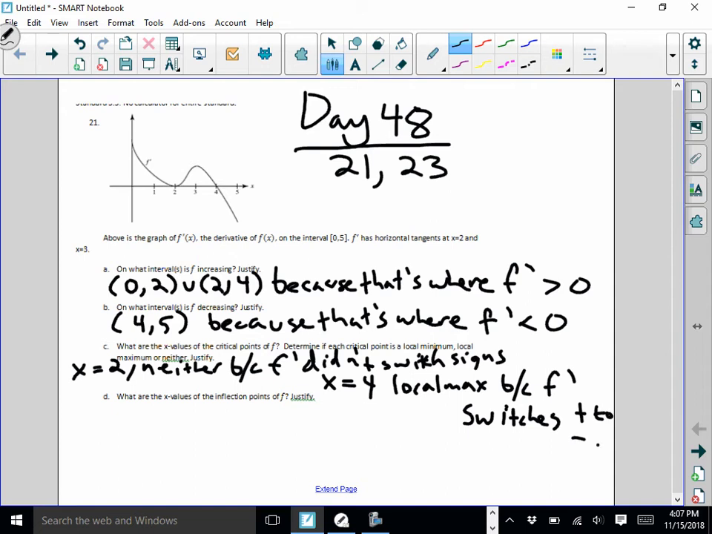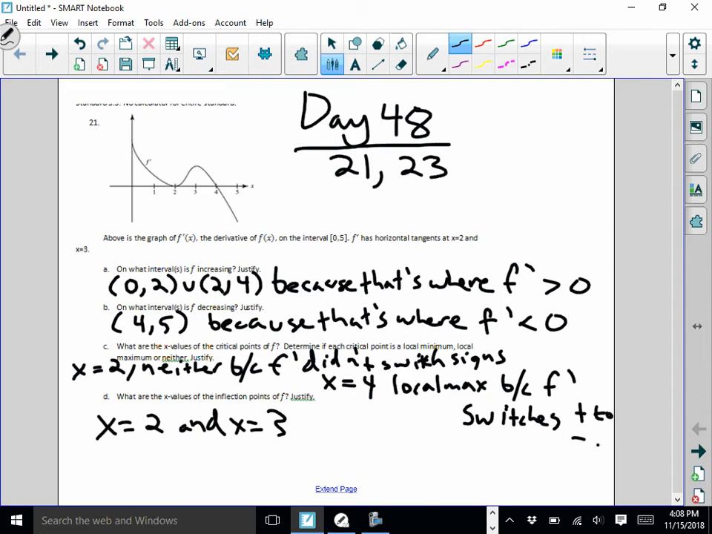Part D wants the x values of the inflection points of f. Well, inflection points of f, we have to think back to our definitions. We know a few of them. The one that's going to be most helpful to us now relates to f prime, because that's the graph we have. Inflection points occur when f prime switches from increasing to decreasing or vice versa. So the 2 points that I'm going to identify are x equals 2 and x equals 3. Those are my 2 inflection points on this interval.